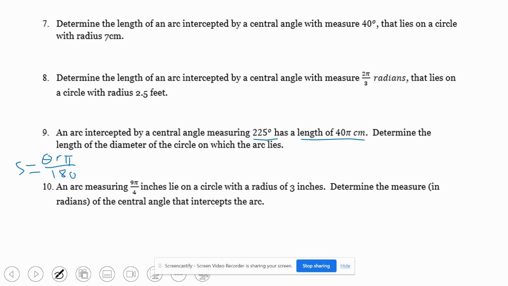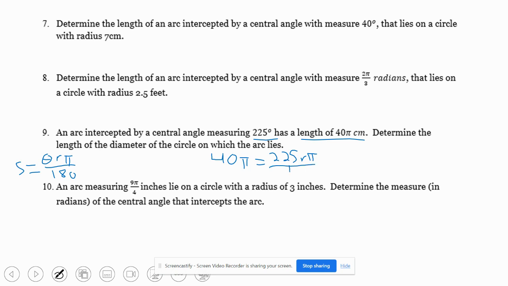Okay. And then I'm going to go ahead and solve for what I don't know yet. So you already know the arc length is 40 pi centimeters. That was given to me. Theta, the angle measure, is 225 degrees. I don't know the radius.